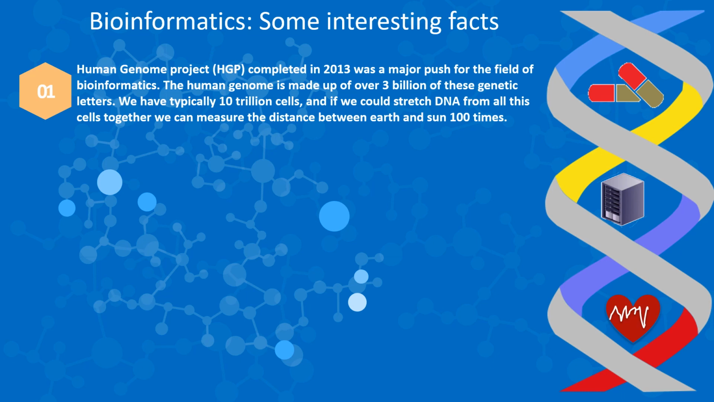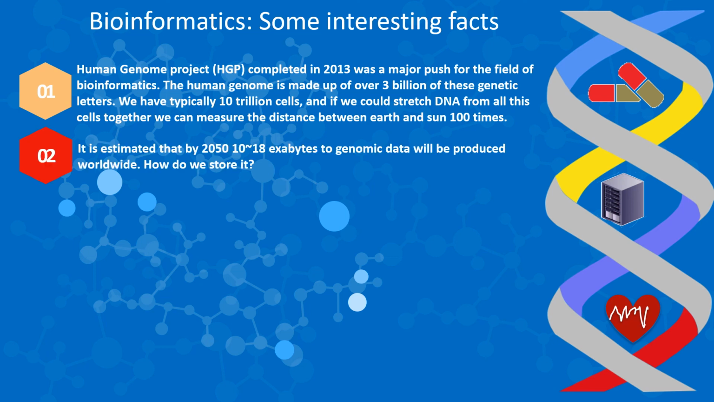The major push towards the rapid development of the field of bioinformatics was the Human Genome Project that was completed in the year 2003. Our genome is made up of over 3 billion of these genetic letters that are ATGC. We have typically about 10 trillion cells, and if we could stretch the DNA from all these cells together, we can measure the distance between the Earth and Sun a whopping 100 times. Doesn't that sound interesting?